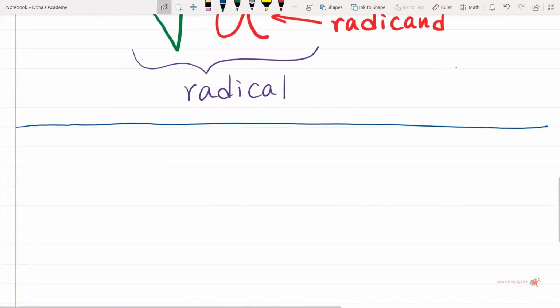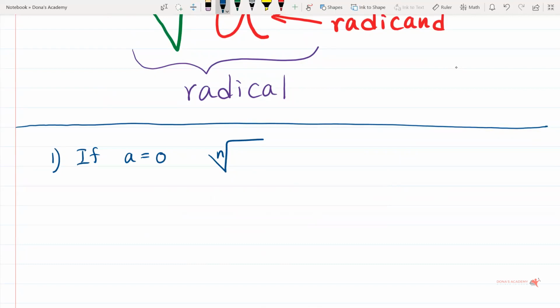Now, here I consider a couple of cases. First one, if a is 0. If a is 0, then this value is always 0 for any n. It doesn't matter if we take an even or odd integer. For any n greater than 1, right? It is 0.